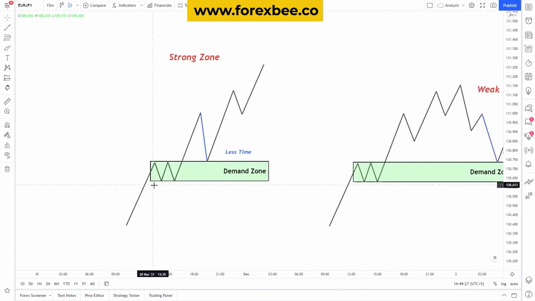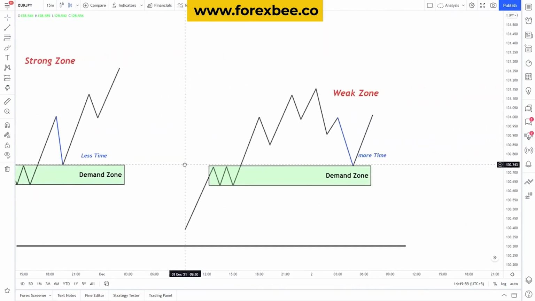And here we can see that this is a strong demand zone, because just after the formation of the base rally demand zone, the price came back and picked the pending orders placed by the institutional traders, and then it went up. It continued in the direction. So this is how a strong demand zone looks.